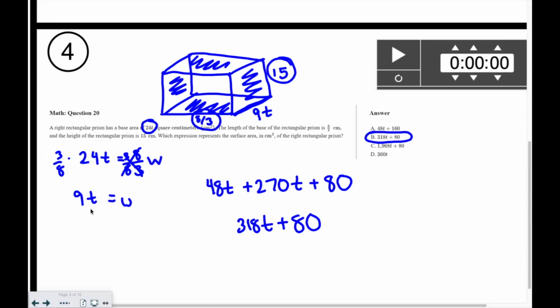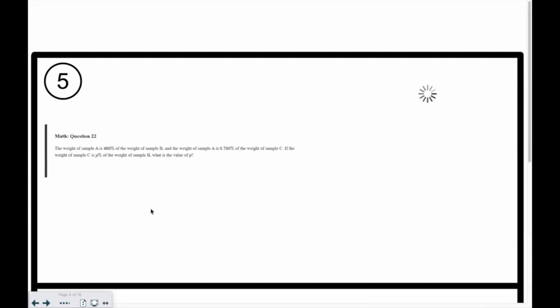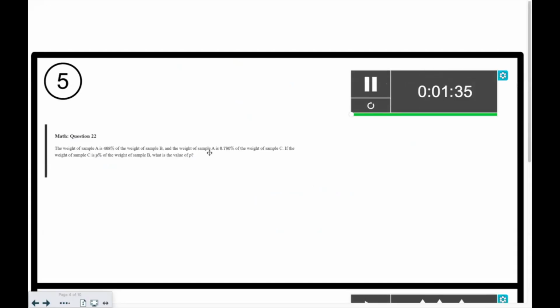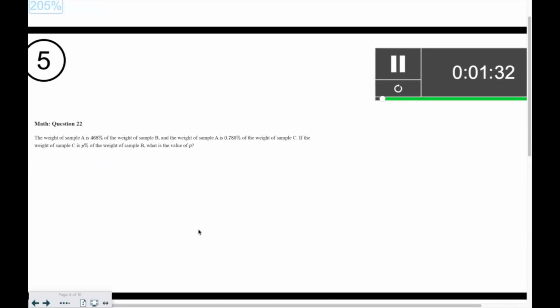All right, if we are good with that, then let's keep going and take a look at our 5th problem. So I just want to start the timer. I can make this one a little bit bigger.